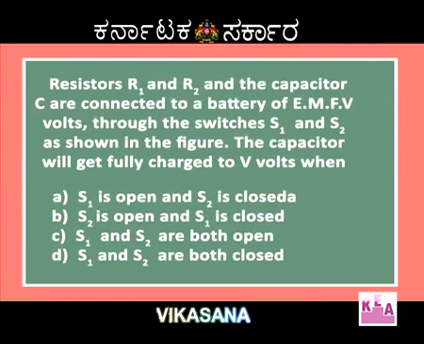Let me now go to the next question. Resistors R1 and R2 and the capacitor C are connected to a battery of EMF V volts through the switches S1 and S2 as shown in the figure. The capacitor will get fully charged to V volts when, the options are: A, S1 is open, S2 is closed; B, S1 is closed, S2 is open; C, S1 and S2 both are open; D, S1 and S2 both are closed.